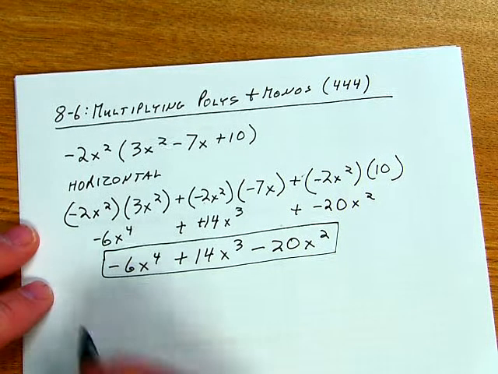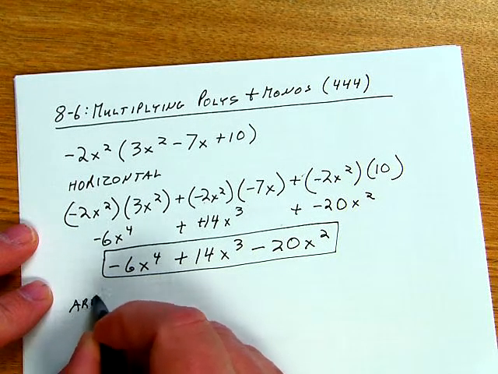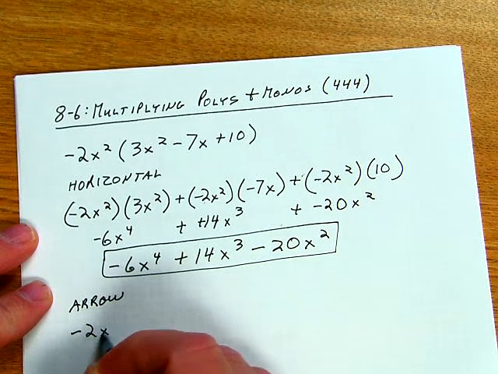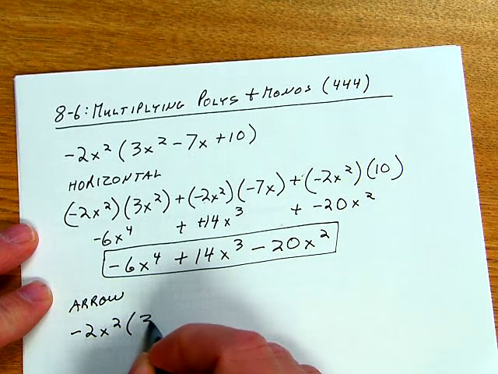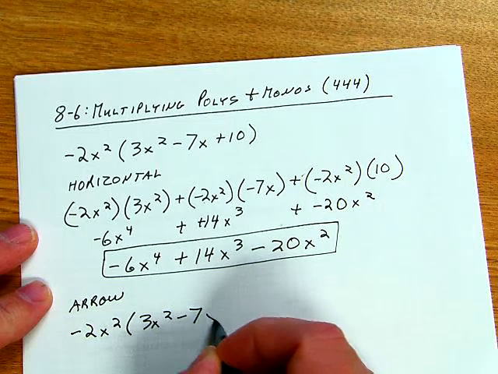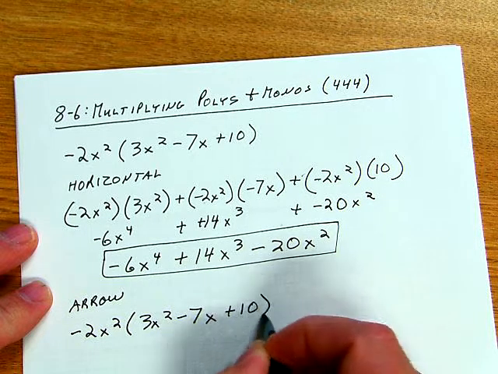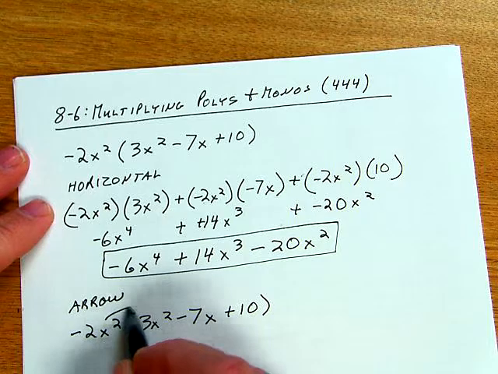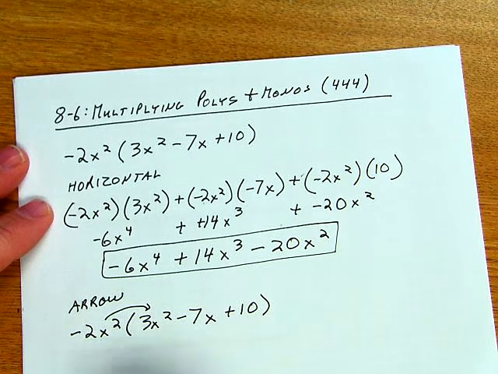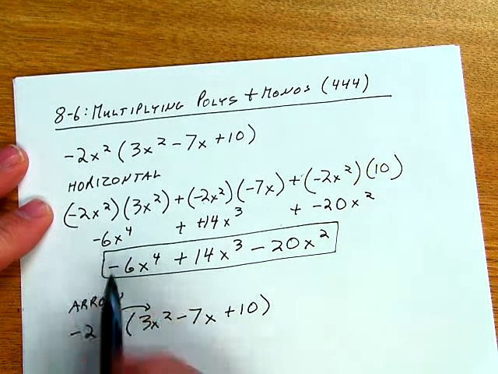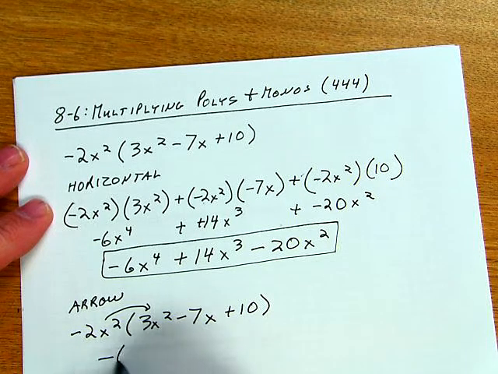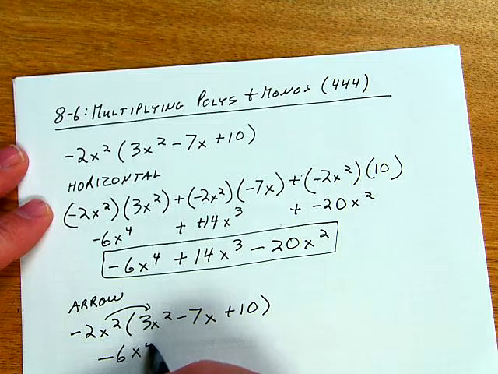Now let's use the arrow method. The same problem in the arrow method. So let's rewrite the problem: 3x squared minus 7x plus 10. Now we're going to use arrows to denote how we're doing our multiplication. We're going to start and multiply the first guy, and we don't have to write it down because the arrow represents that. So negative 2x squared times 3x squared is negative 6x to the fourth.